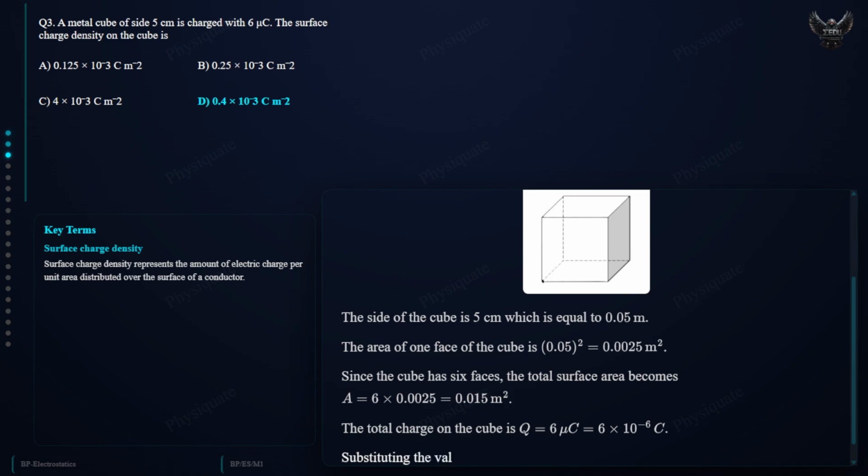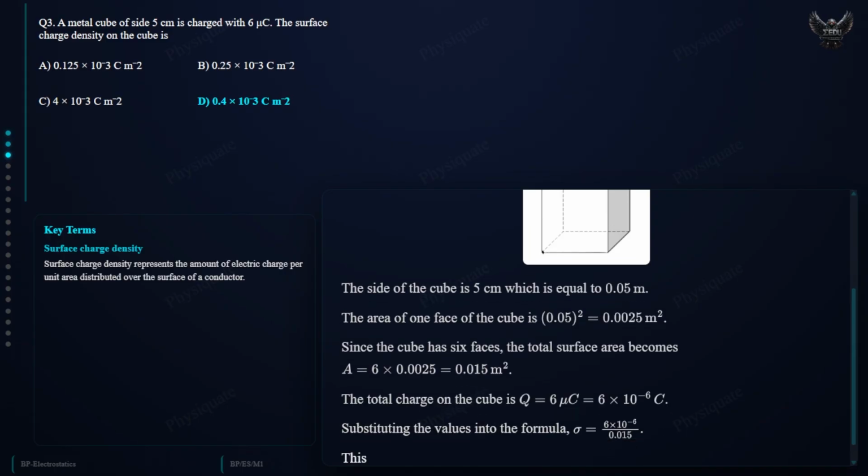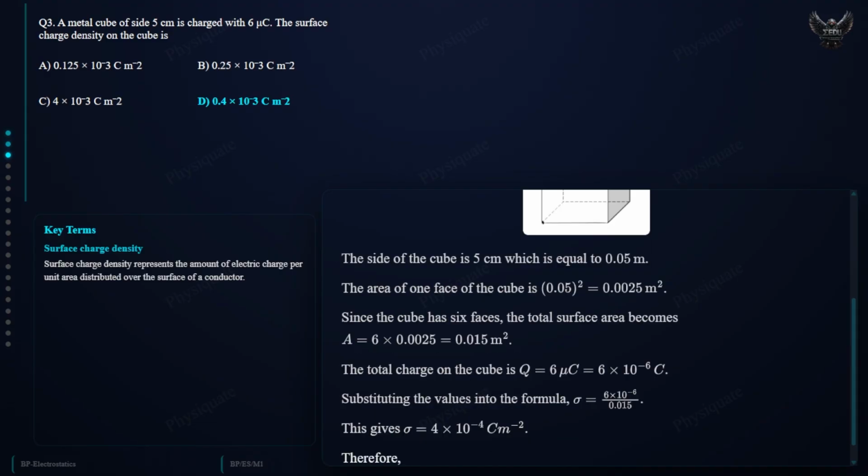Substituting the values into the formula, sigma equals 6 times 10 to the power minus 6 divided by 0.015. This gives sigma equals 4 times 10 to the power minus 4 coulomb m to the power minus 2. Therefore, the surface charge density is 4 times 10 to the power minus 4 coulomb m to the power minus 2 equals 0.4 times 10 to the power minus 3 coulomb m to the power minus 2.